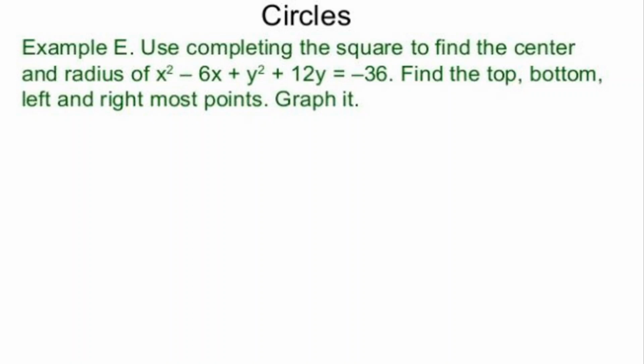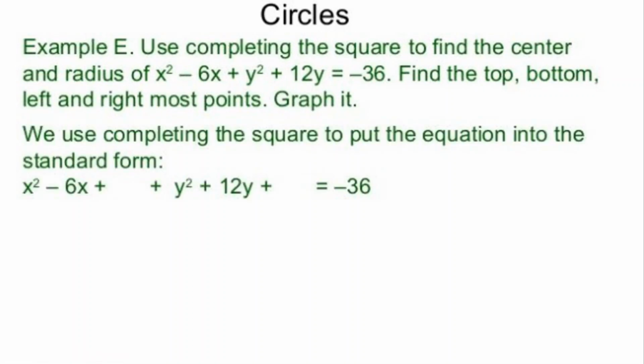Use completing the square to find the center and the radius of x squared minus 6x plus y squared plus 12y is equal to negative 36. Find the top, bottom, left, and right. Okay. Remember, if you remember these two, x squared minus 6x and y squared plus 12y, we did them in the example in the previous slides. So, how are we going to complete the square?